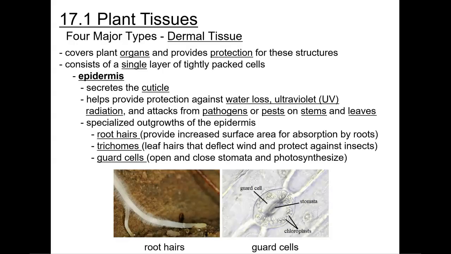We have trichomes. These are leaf hairs that help to detect wind and protect against insects. And you have guard cells. We've talked about guard cells quite a few times in Biology 101 and in Biology 102. These open and close the stomata, and that helps with photosynthesis. You have one guard cell on each side, so you have two per opening.